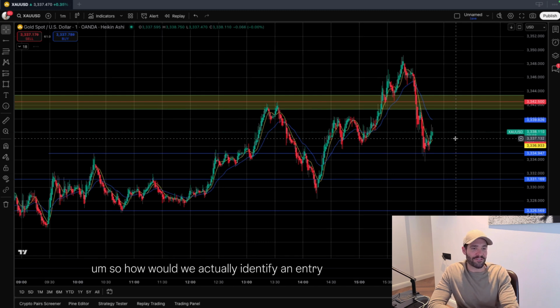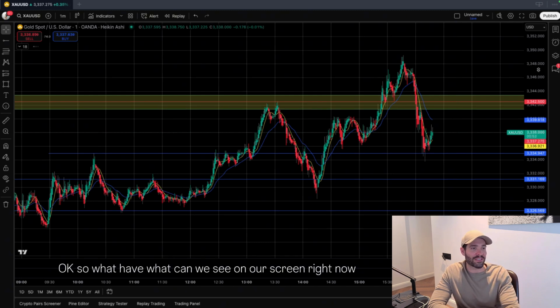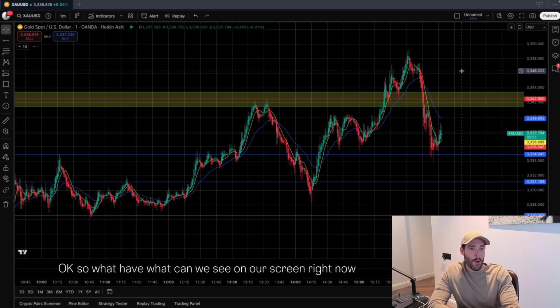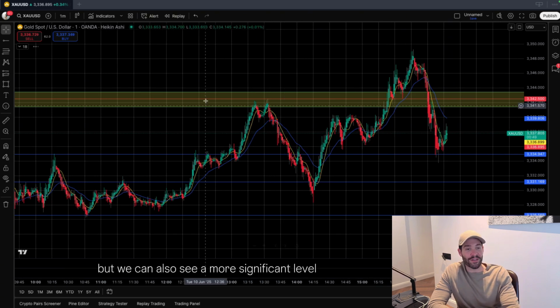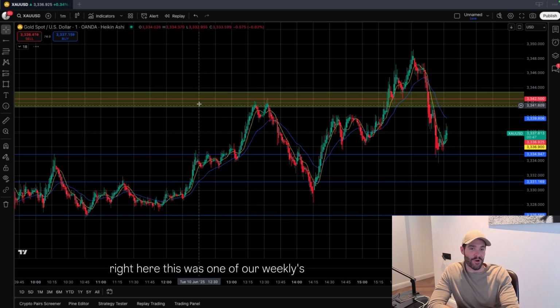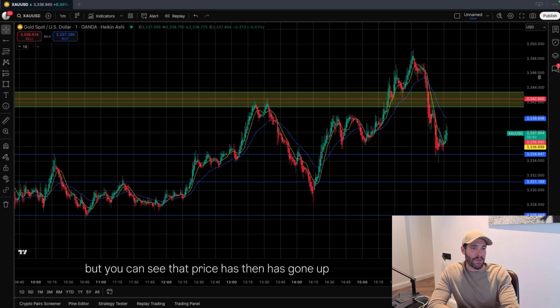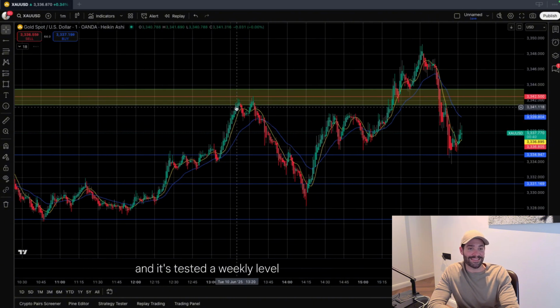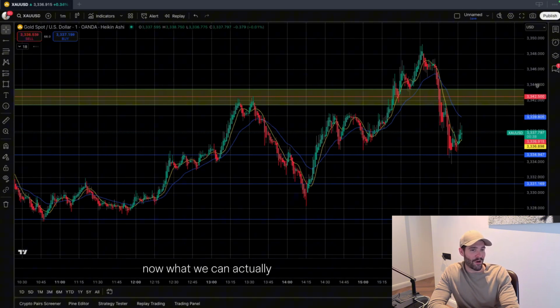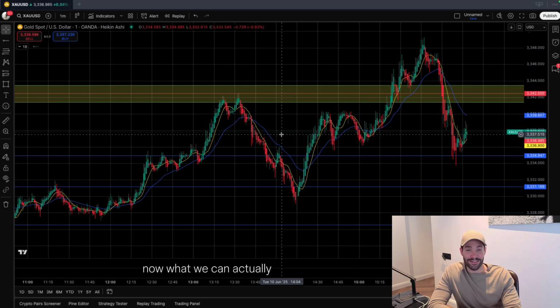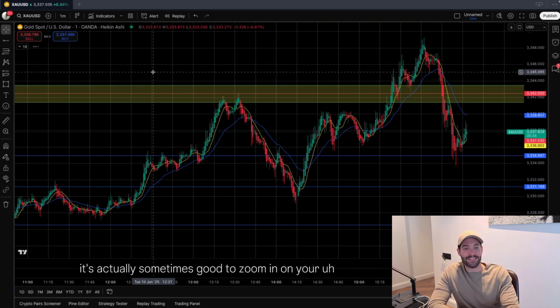So how would we actually identify an entry? Okay, so what can we see on our screen right now? We can obviously see our intradays, but we can also see a more significant level right here. This was one of our weeklies, I believe. I forgot which color I labeled it as, where you can see that price has gone up and it's tested a weekly level.